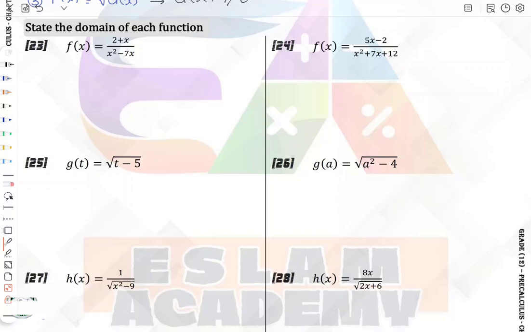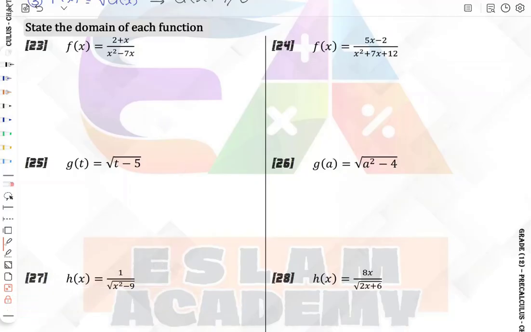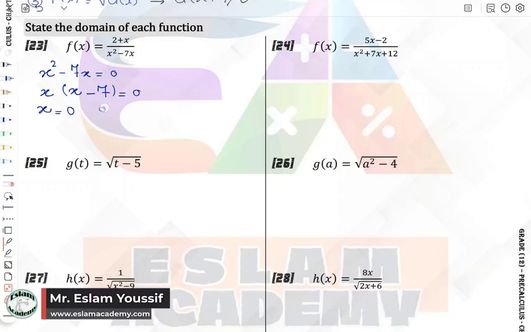For question number 23, f of x equals 2 plus x divided by x^2 minus 7x. Once we have a fraction, at first we look at the denominator, so it will be x^2 minus 7x is equal to 0. To solve the equation, we need to factorize. The first type of factorization that we have is the common factor. So take x as the common factor: x^2 divided by x equals x, minus 7x divided by x equals 7. All of that is equal to 0. You will find that x is equal to 0 or x is equal to 7.